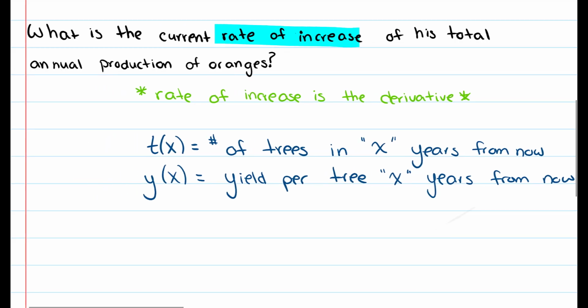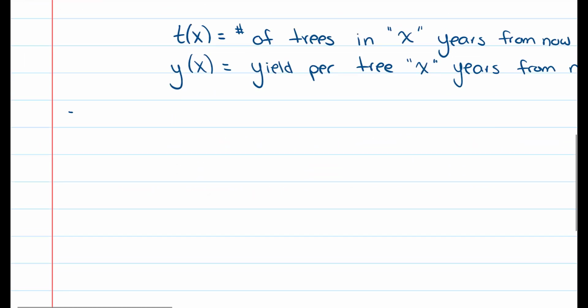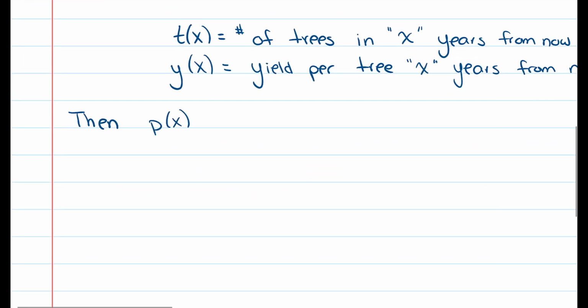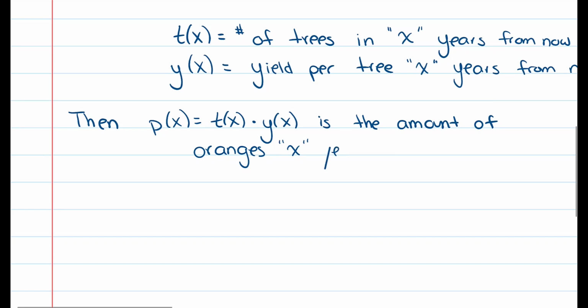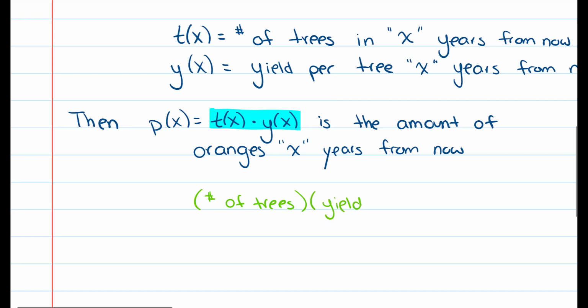Well, if we have this, then we have p of x is equal to t of x times y of x, and this represents the total production of oranges x years from now. That's because production is the number of trees times the yield per tree.